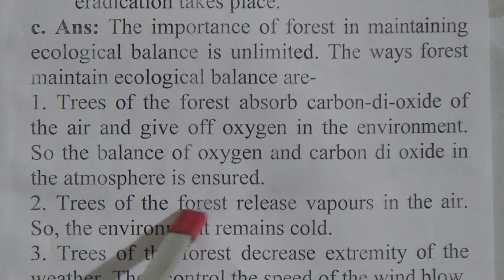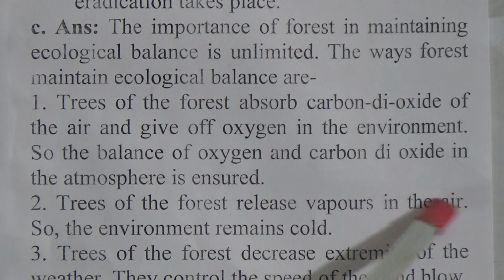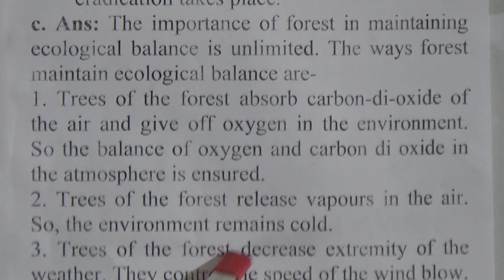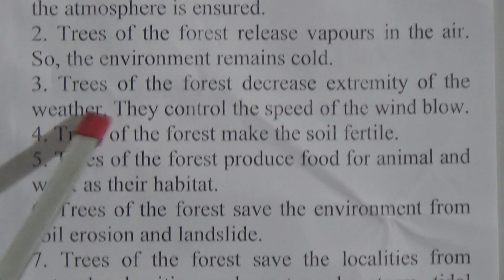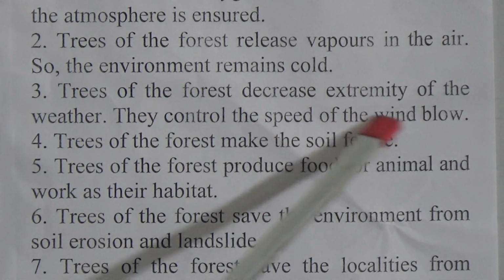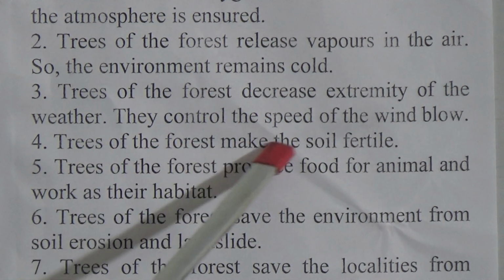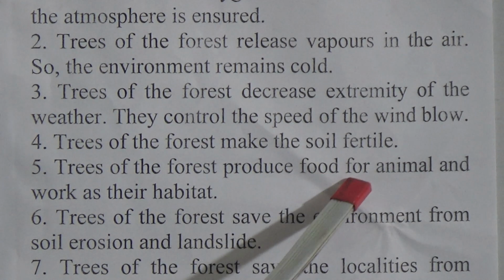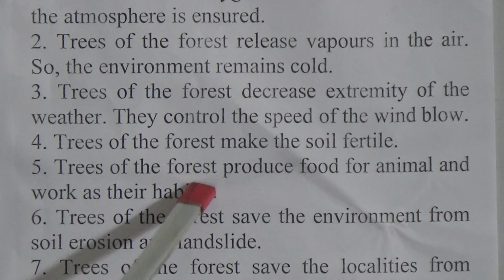Number 2, trees of the forest release vapors in the air, so environment remains cold. Trees of the forest decrease extremity of the weather. They control the speed of the wind blow. Trees of the forest make the soil fertile. Trees of the forest produce food for animals and work as their habitat.